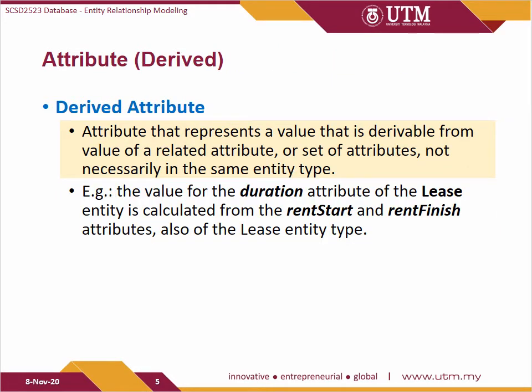And the last type is derived attribute. It is an attribute that represents a value that is derivable from the value of a related attribute or set of attributes, not necessarily in the same entity type. For example, the total number of students attribute of the student entity type can be calculated by counting the total number of student entity occurrences. Same goes with age. We can calculate the age from the DOB.